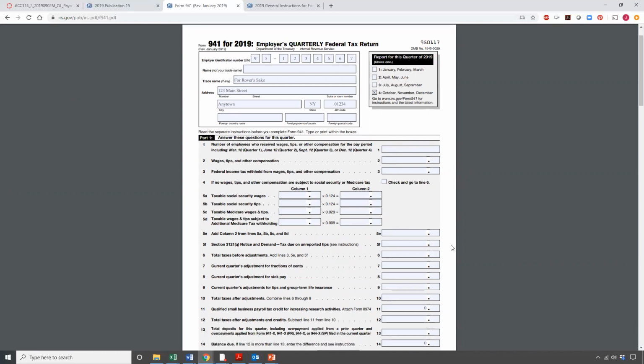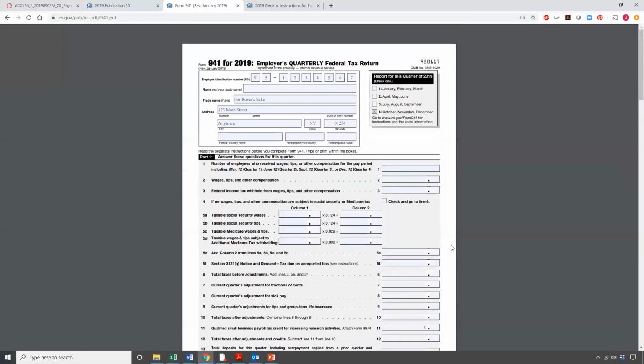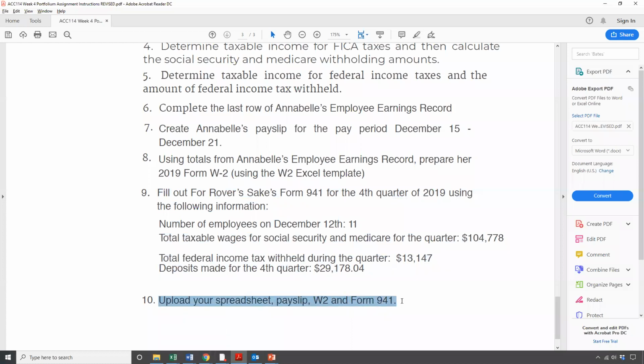So go ahead and get those completed. The documents that you need to submit are that first template that has all the calculations for payroll and for Annabelle's annual. You need to have a pay slip attached to it and your 941. Those are in the instructions here, and the W-2 as well. So all of that needs to be uploaded into Portfolium. That's where I'm going to grade those from, that Portfolium assignment.